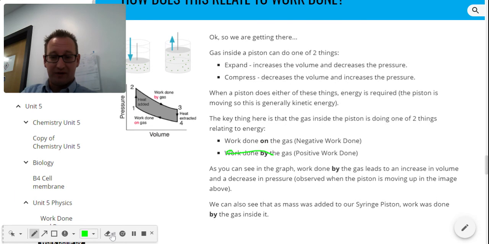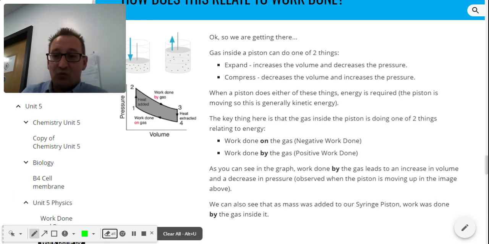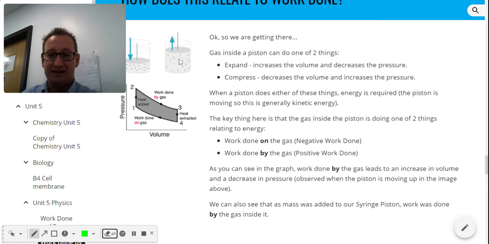Okay, so at this point, we're going to recap essentially what we understand, which is that gas inside a piston can do one of two things. Firstly, it can expand. So the gas expands, and this is shown in this diagram here on the right hand side. And we can see that the volume increases, and as the volume increases, the pressure decreases. The pressure is related to how close those particles are together. If you increase the volume, those particles are less close, and there's less collisions between them, and that's relating to kinetic theory.